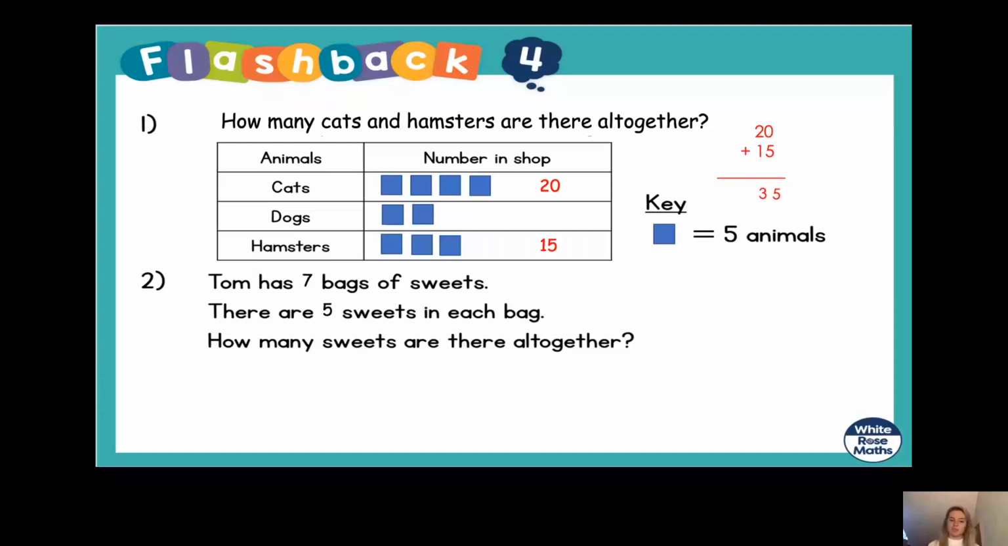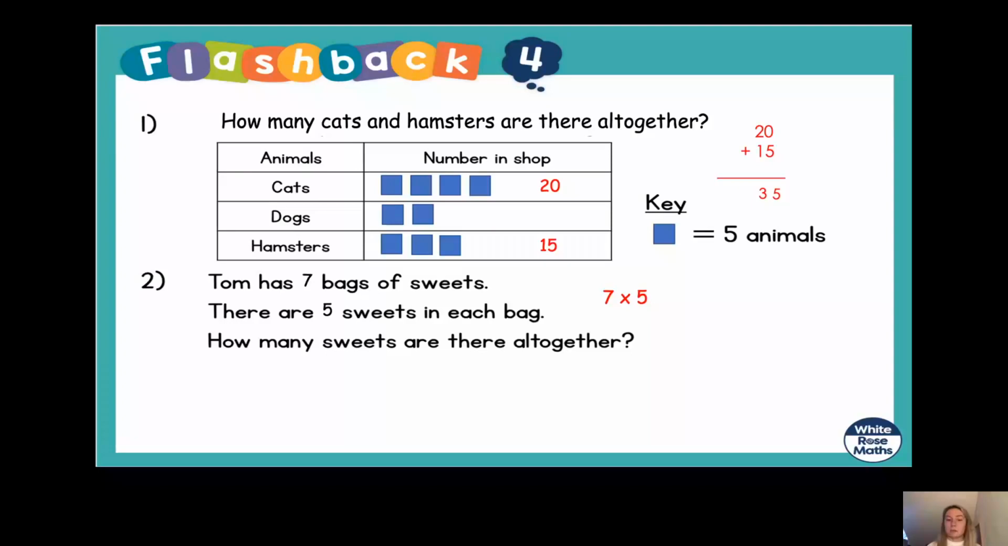Okay, now number 2. Tom has 7 bags of sweets. There are 5 sweets in each bag. Okay, so we know that in one bag, there are 5 sweets. So we can write the multiplication number sentence, 7 multiplied by 5, because now we need to know how many there are in 7 bags, and each bag has 5 sweets in.